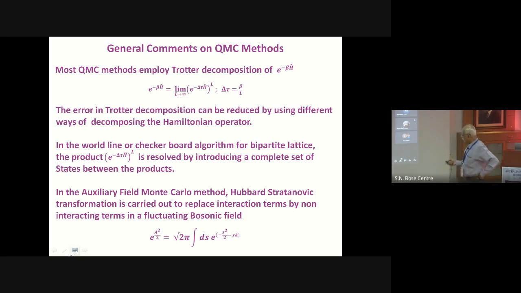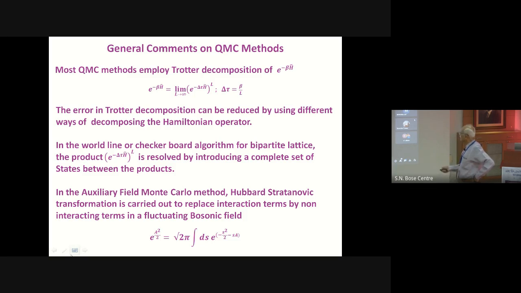And the other quantum Monte Carlo method is what's called the auxiliary field Monte Carlo method. It uses basically a Hubbard-Stratonovich transformation, based on functional integral techniques. So what you have is the interaction part, e to the power a squared by 2, which is actually written as an integral over some auxiliary field S times a linear term A.